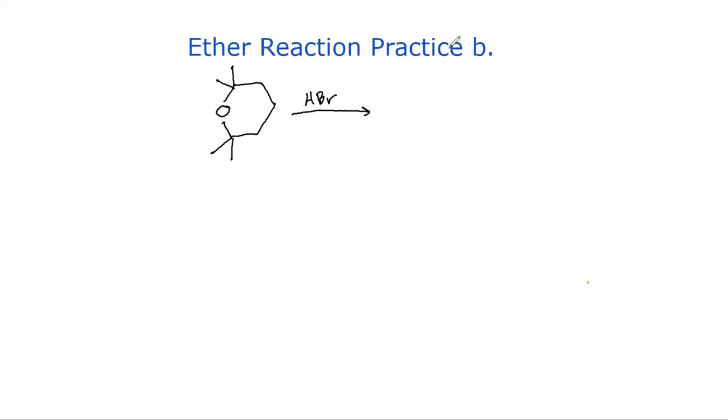Now, as a general strategy when we're doing these acidic ether cleavage reactions, we're going to split that ether into two pieces by replacing the oxygen attachment to both carbons with bonds to our halogen. So what we'd see as a product, we'll draw the ring nice and big so that we can separate those two carbons. We'll put a bromine on each of those carbons that used to have the oxygen.